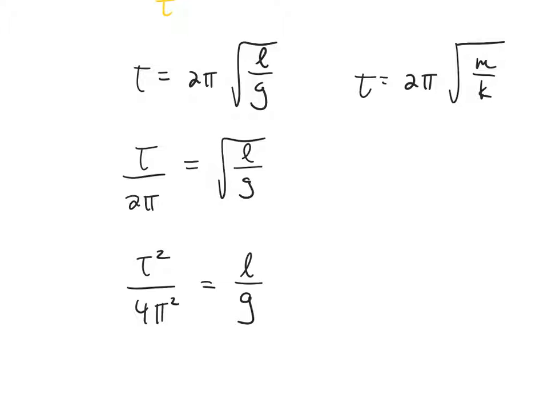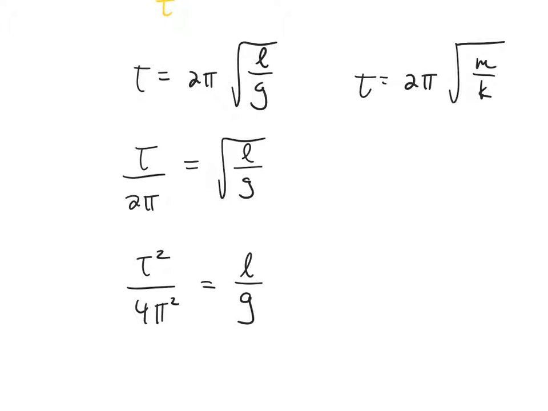How would I isolate L? I would just get rid of G. How do you get rid of G? By multiplying G up to the other side. So again, if I'm trying to get L by itself, just take this and multiply it up on both sides, and G is gone. And there's L. So that's the expression for the length of a pendulum. You would need G tau squared over 4 pi squared.